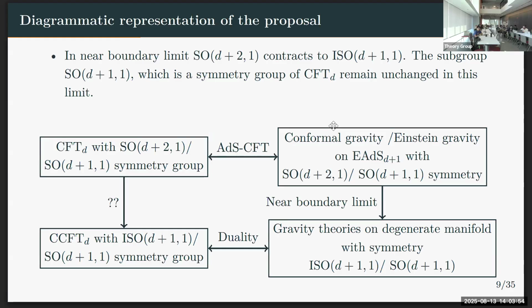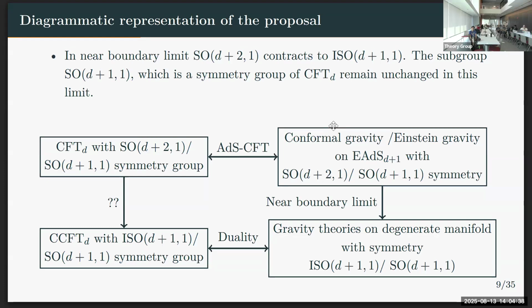First, the results of the previous slides can be generalized to any arbitrary dimension. So in the near boundary limit, what I can now say is that SO(D+2,1) contracts to ISO(D+1,1), and the subgroup SO(D+1,1), which is the symmetry group of Euclidean D+1 dimensional anti-de Sitter spacetime and also the symmetry group of D-dimensional CFT, remains unchanged in this limit. So let's keep this in mind before we go to the proposal.